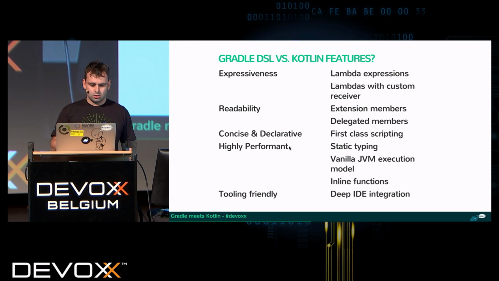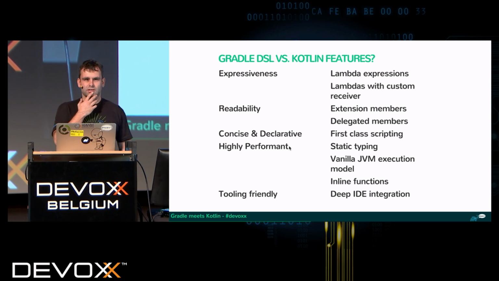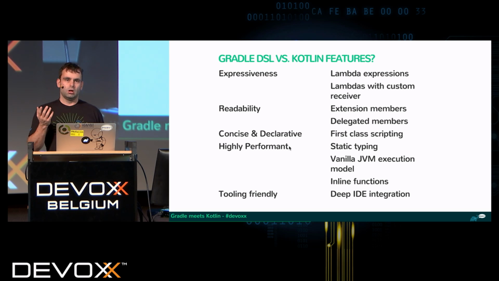And Kotlin is designed to be highly performant. So whose build is too fast? I guess nobody, right? Builds are never too fast. So performance is always an issue when you work on a build tool.